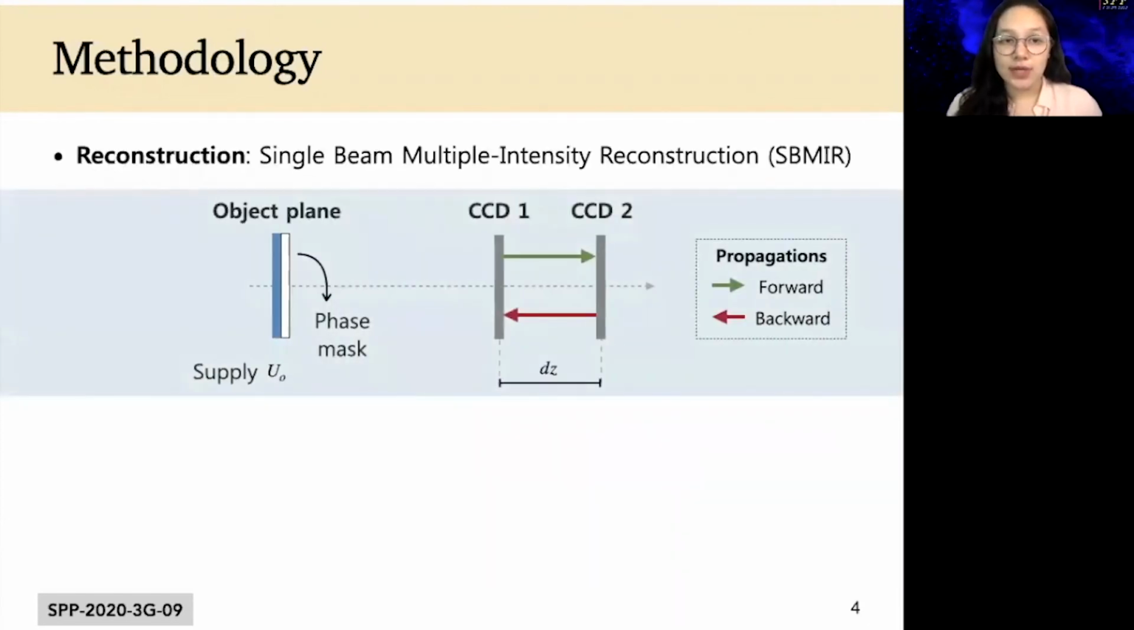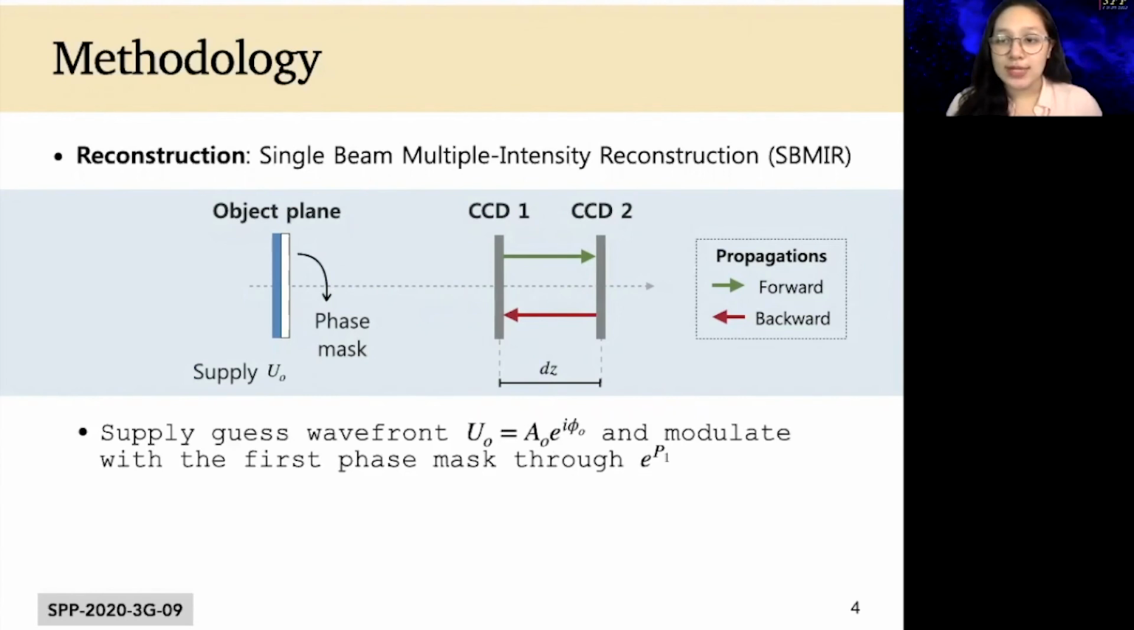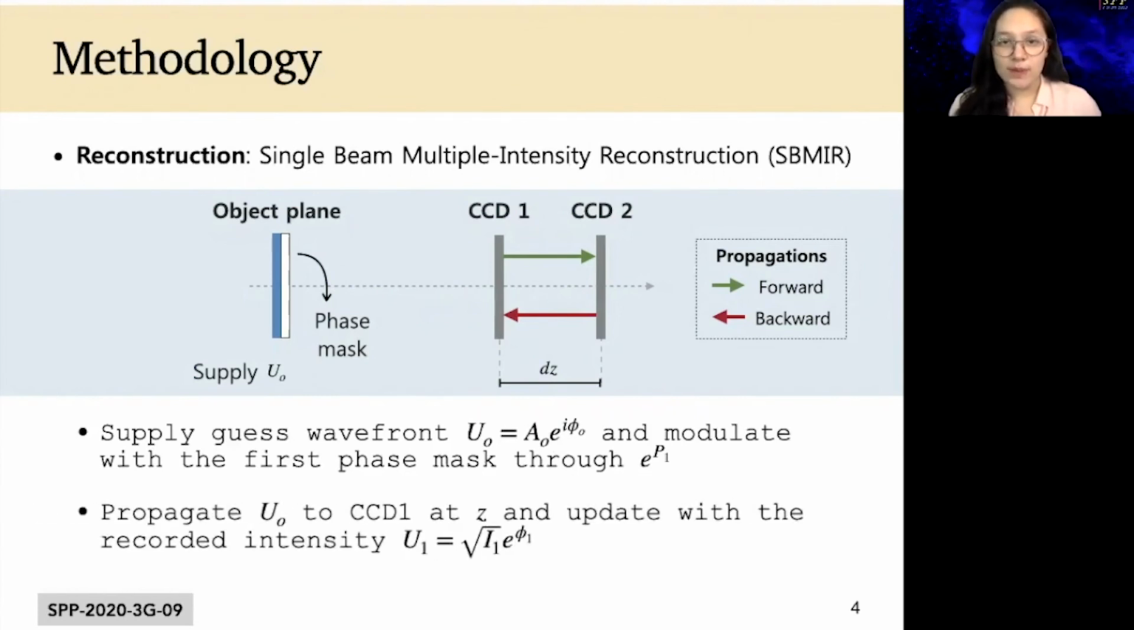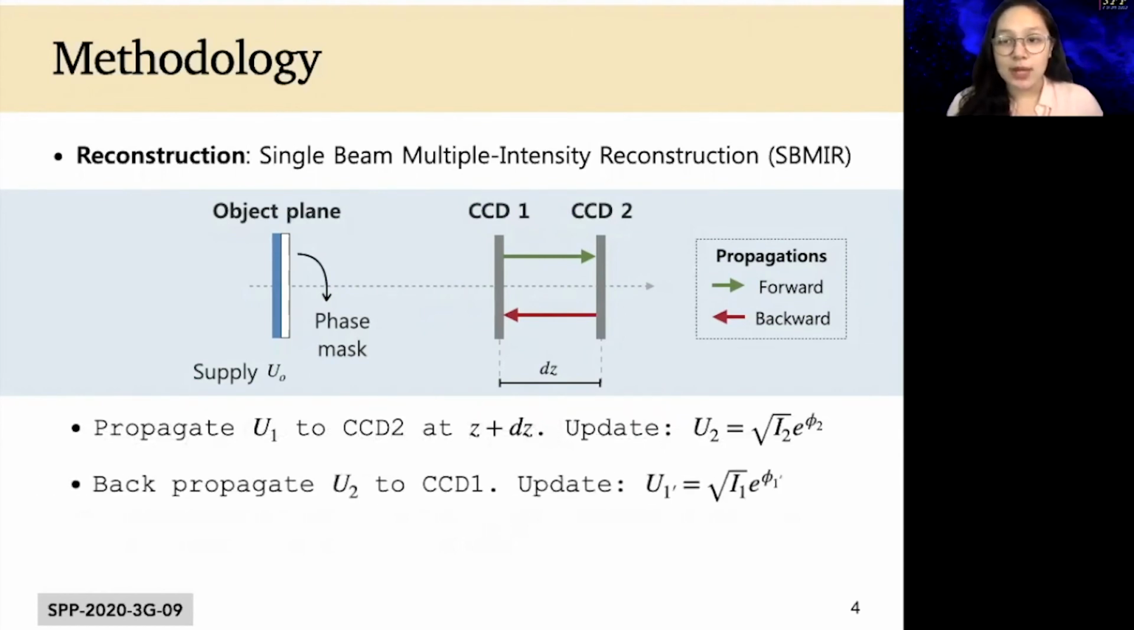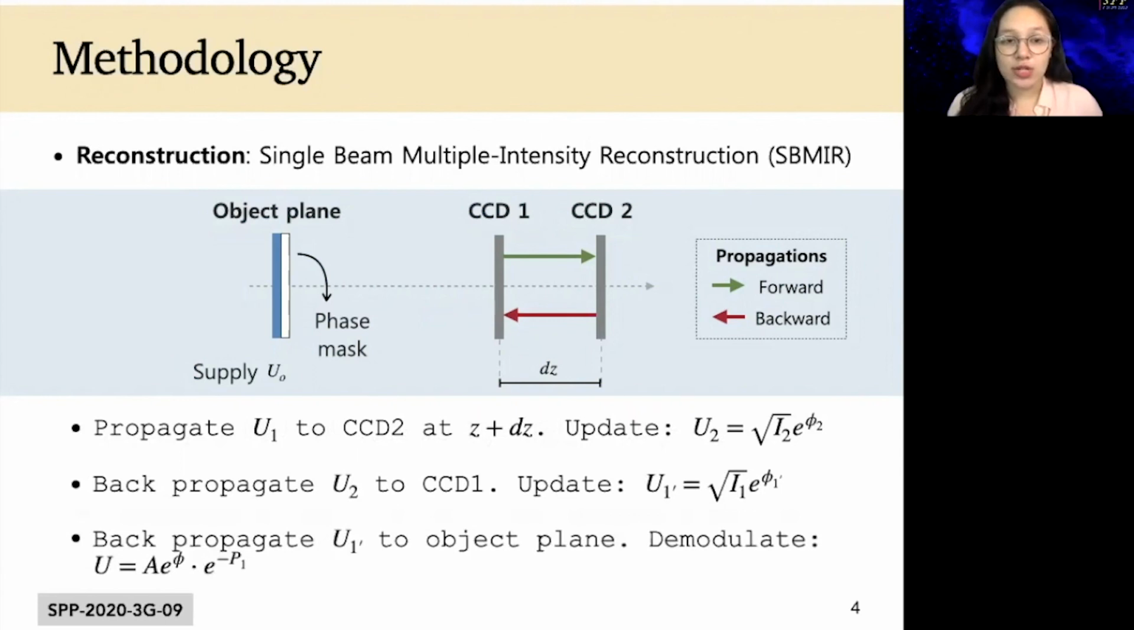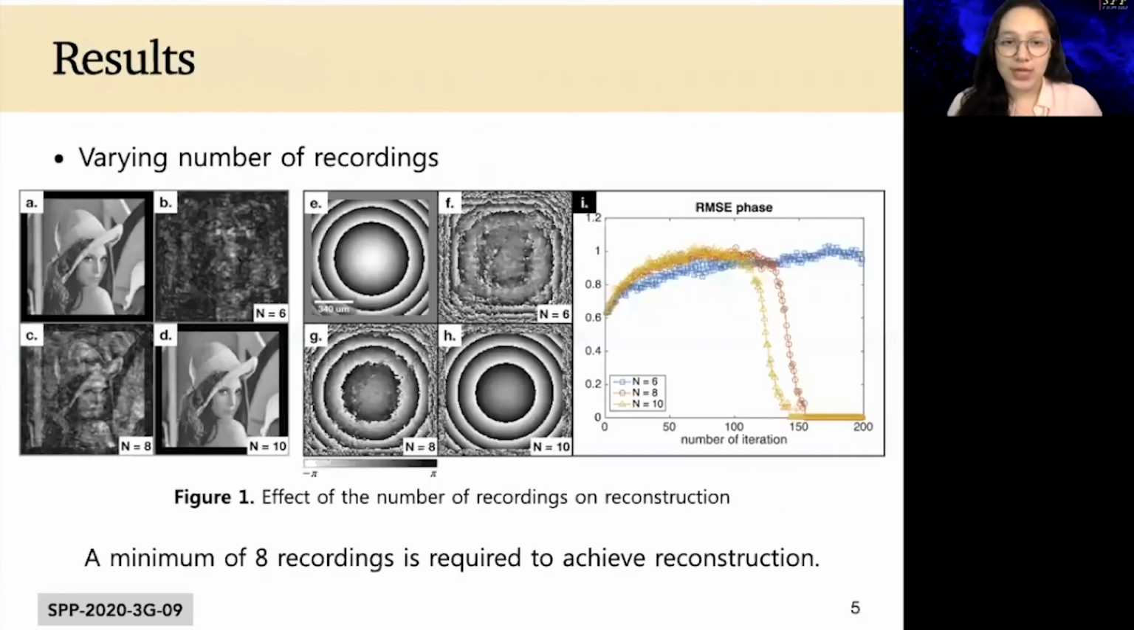SBMIR iteratively propagates wavefronts, beginning with the guess U0 brought to CCD1 and updated with the square root of the intensity of the corresponding recording. The new wavefront is brought to CCD2 and updated accordingly. Then these steps are implemented in reverse and capped with the demodulation of the wavefront using the known phase mask.